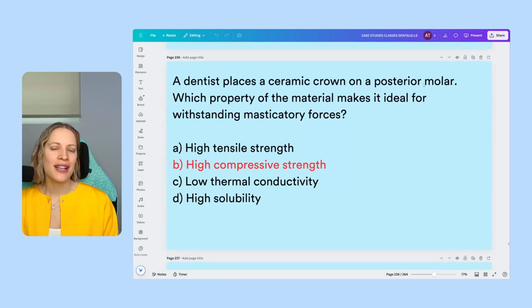So the answer is high compressive strength. He selected this material because it has high compressive strength. We don't care about tensile strength. We don't care about thermal conductivity. We don't care about solubility in this case. Remember, when we're talking about chewing forces, which is what masticatory forces means, we're talking about strength. So high compressive strength.